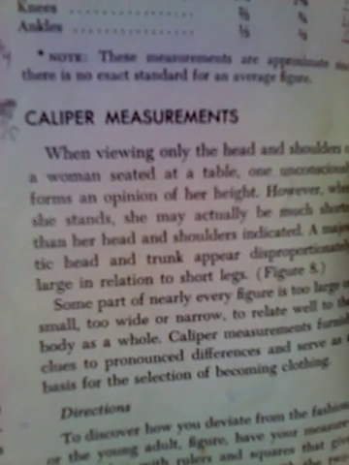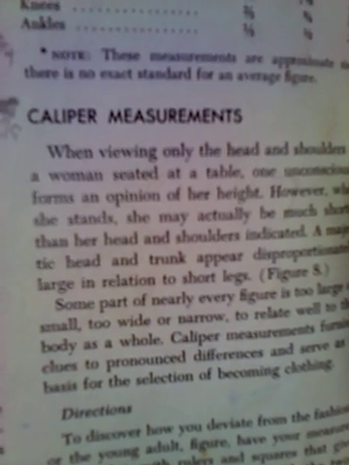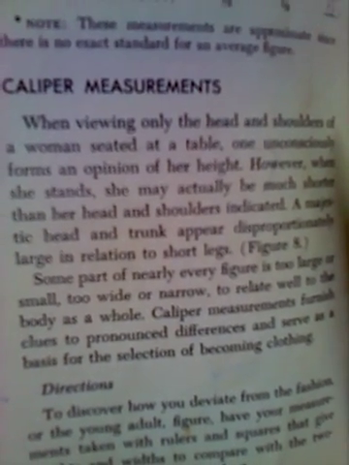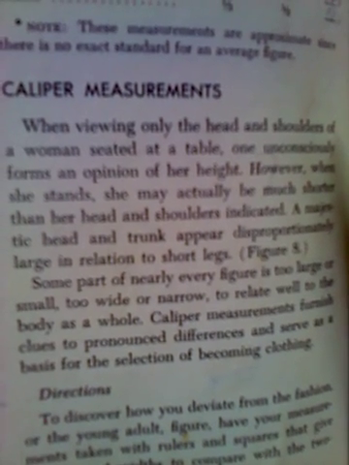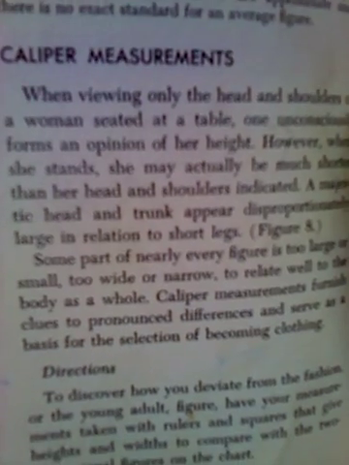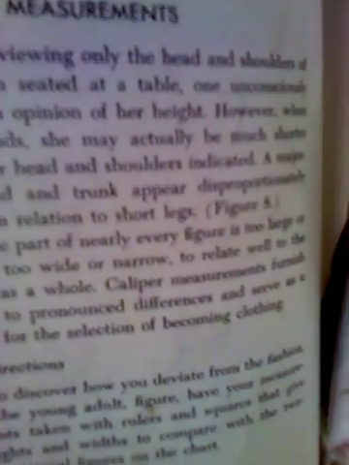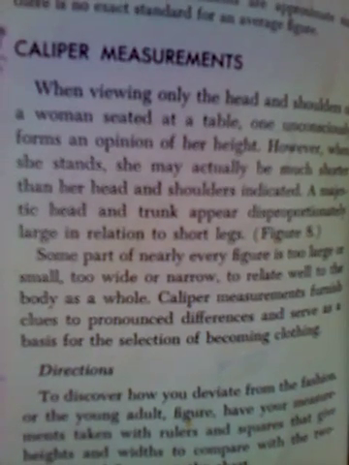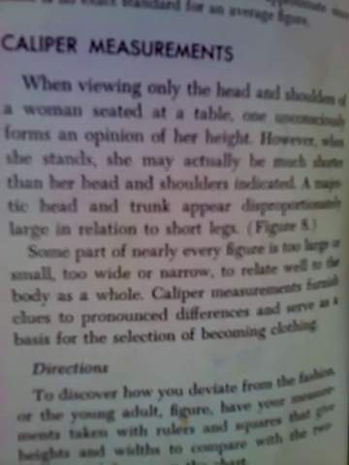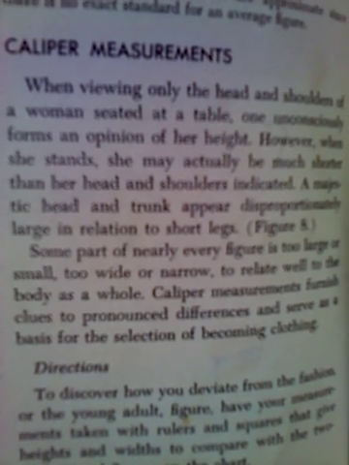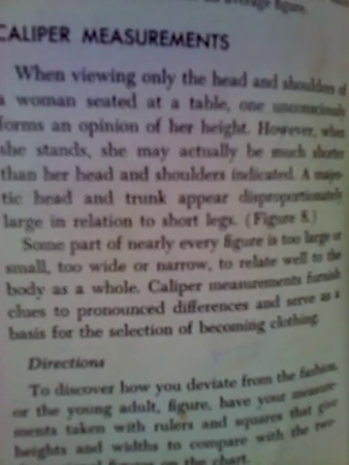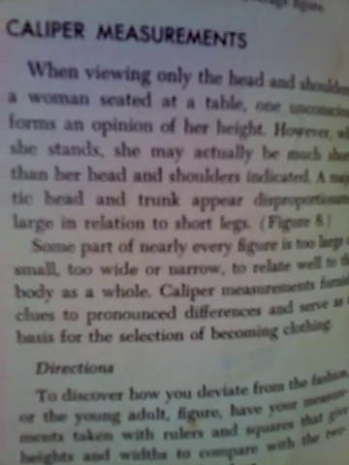Some part of nearly every figure is too large or small, too wide or narrow to relate well to the body as a whole. Caliper measurements furnish clues to pronounced differences and serve as a basis for the selection of becoming clothing. Directions. To discover how you deviate from the fashion or the young adult figure, have your measurements taken with ruler and squares that give heights and widths to compare with the two-dimensional figures on the chart.